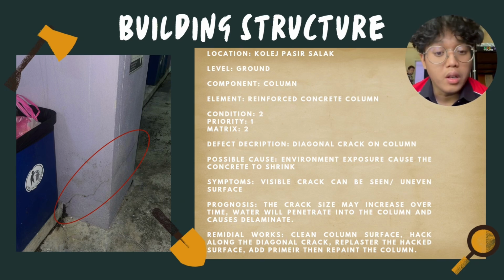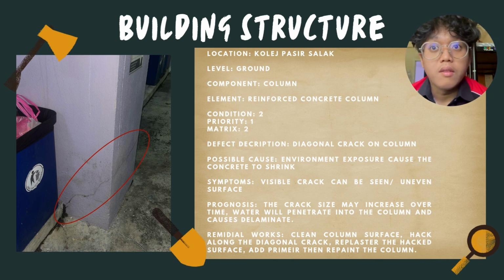This defect can be found at College Pasir Salak. The defect can be found at the ground level and the component is column. The element is reinforced concrete column. The condition is given to the priority 1 and the matrix is 2. The defect description is diagonal crack on column. Possible cause of this defect is environmental exposure caused the concrete to shrink.